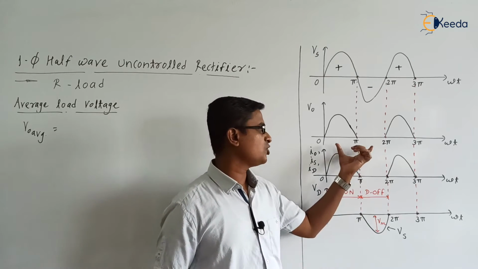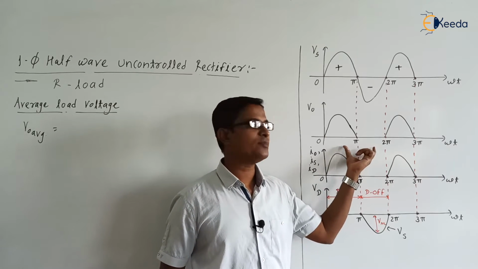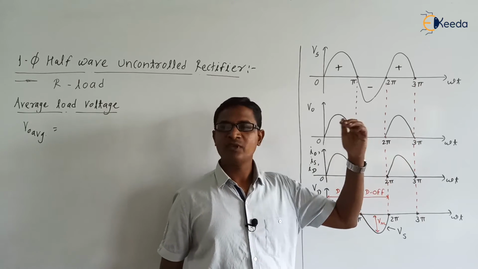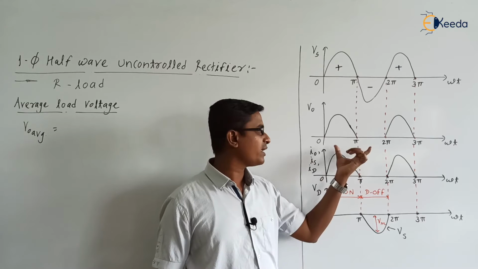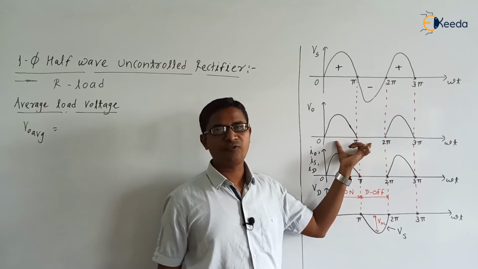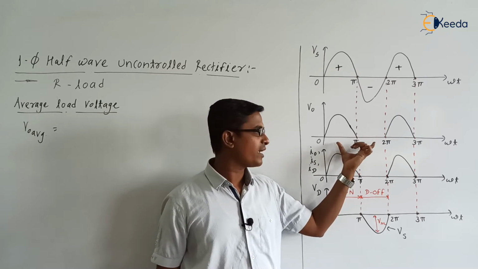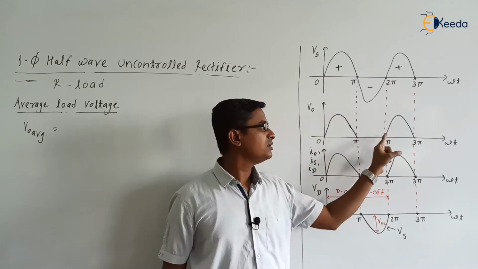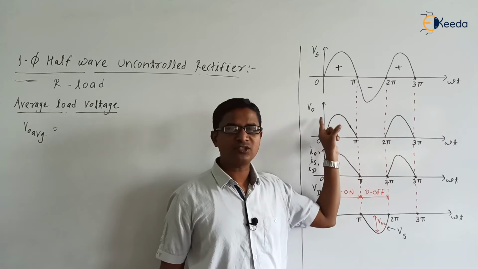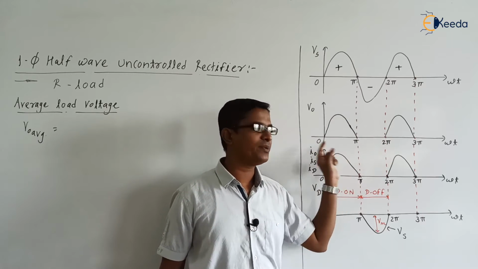Whatever the waveform from 0 to 2 pi we are having, the same waveform is repeating from 2 pi to 4 pi, 4 pi to 6 pi, and so on. So can we say that the periodic angle of this waveform is 2 pi, right? Periodic angle is 2 pi. Are you getting the point? Next, how to find the average of this waveform? It is a periodic waveform, right? So how to find the average of one period?